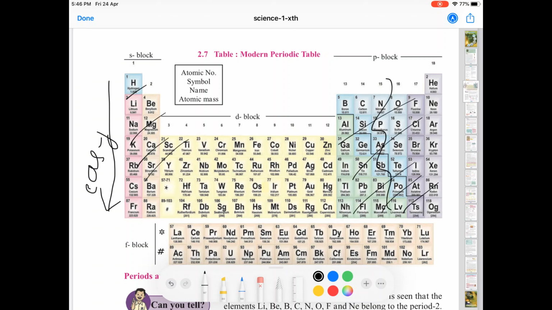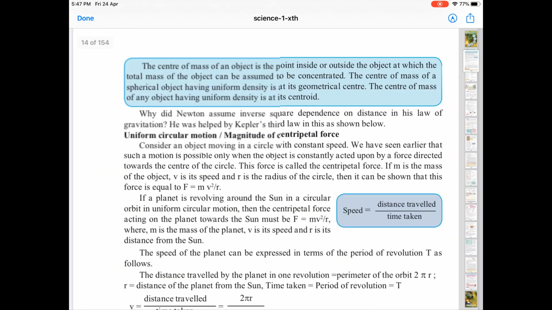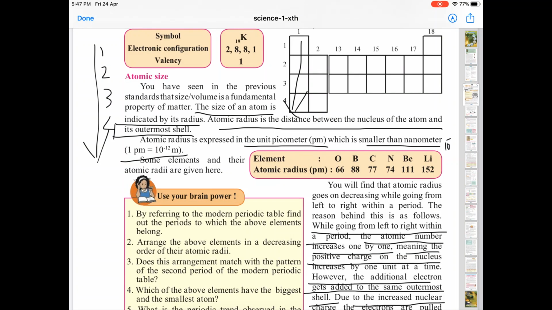The metallic property decreases when we move from left to right along a period, and the metallic property increases as we go down the group.